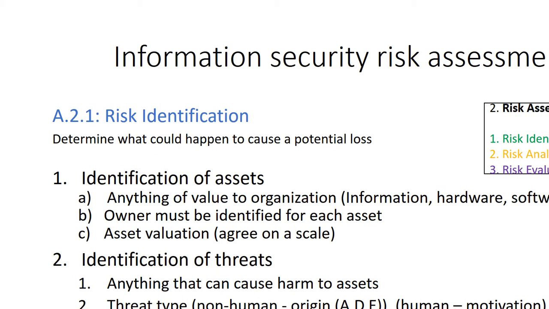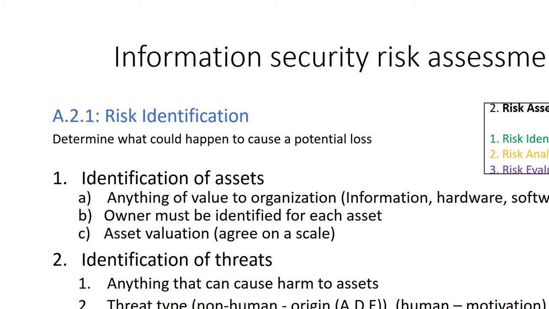Risk identification determines what could happen to cause a potential loss and gives insight into how, where, and why the loss might happen. Typically it starts with identifying the assets in your organization. An asset is something that holds value, and these assets are required to do your everyday tasks and to meet your business goals.